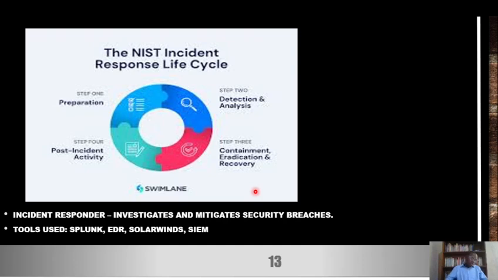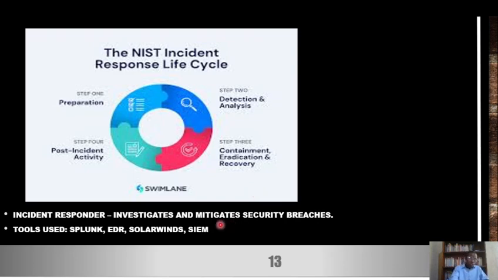So incident responders need a range of skills and tools to perform their job effectively. Let's talk about their skills. Number one, you have to be able to quickly analyze data and determine the scope of an incident. That's analytical thinking. You also have to have the ability to collect and analyze data from compromised systems in a legally admissible manner. That's forensic ability. And you also have to be able to communicate effectively with technical teams and management to coordinate response efforts.